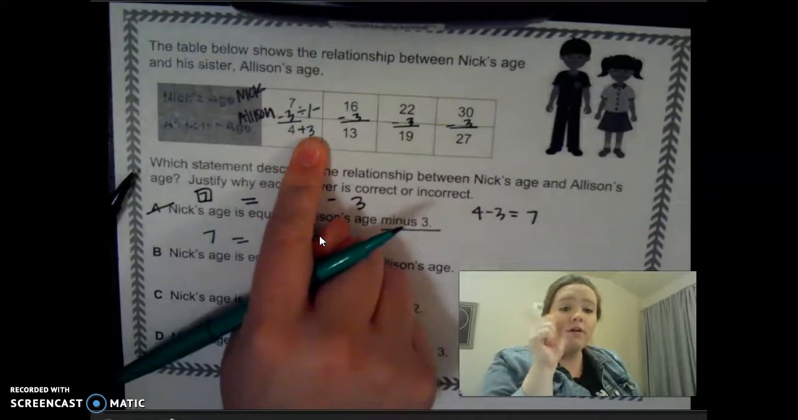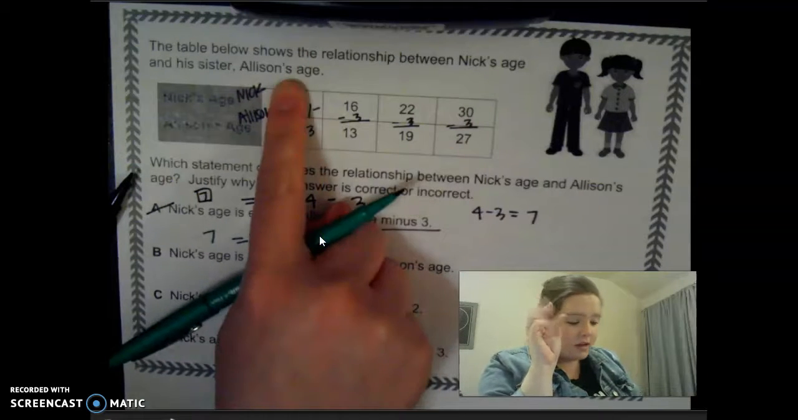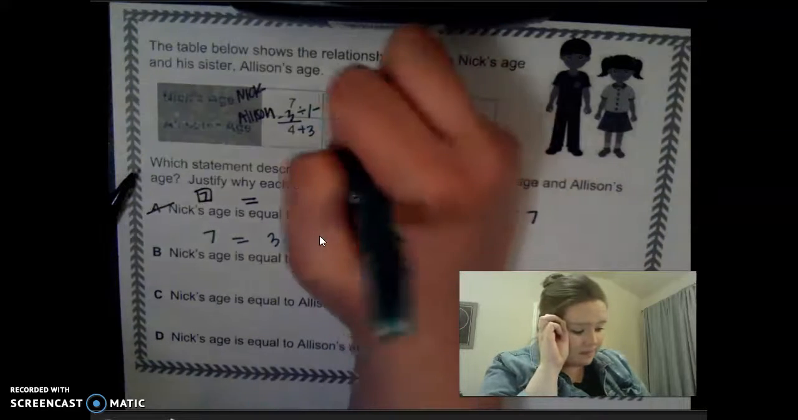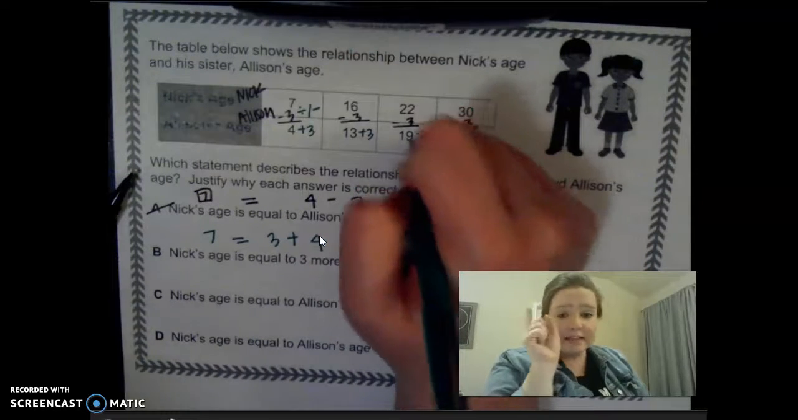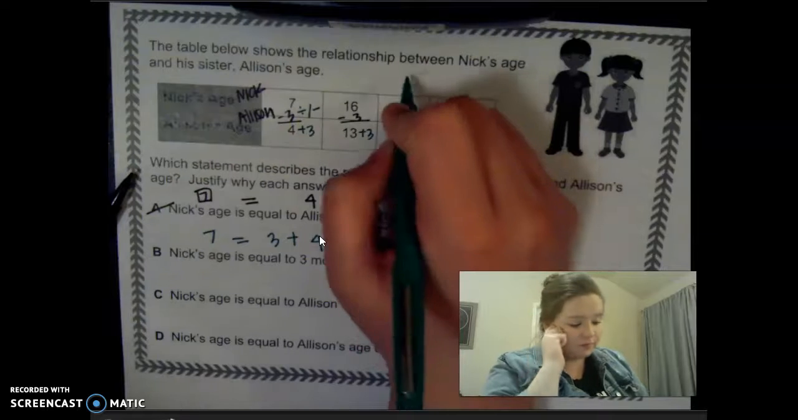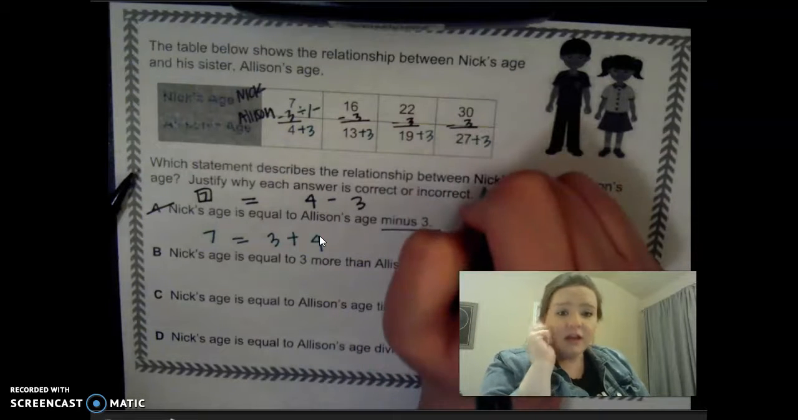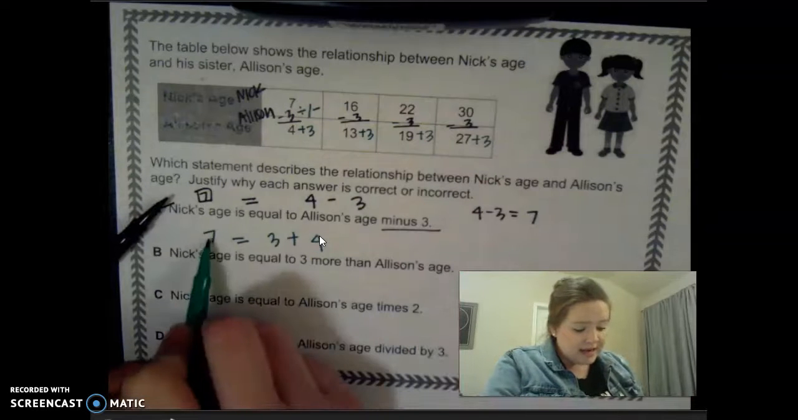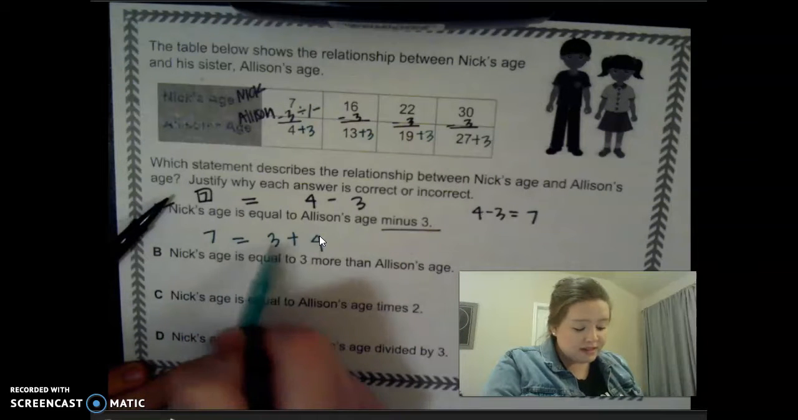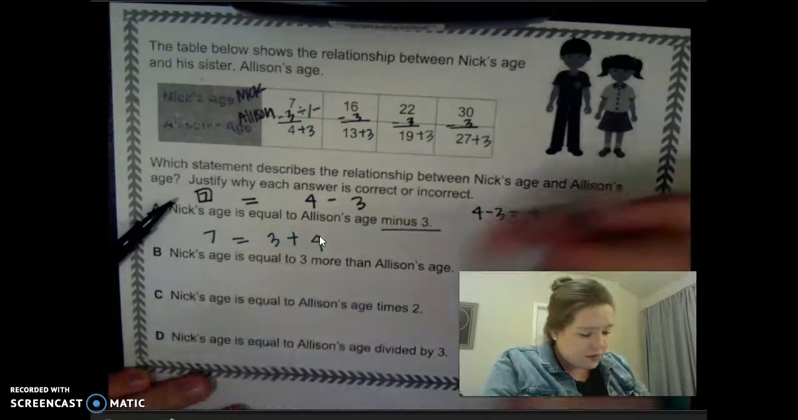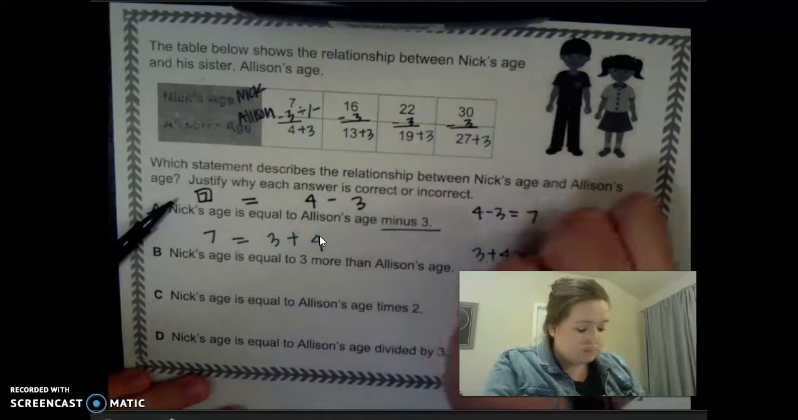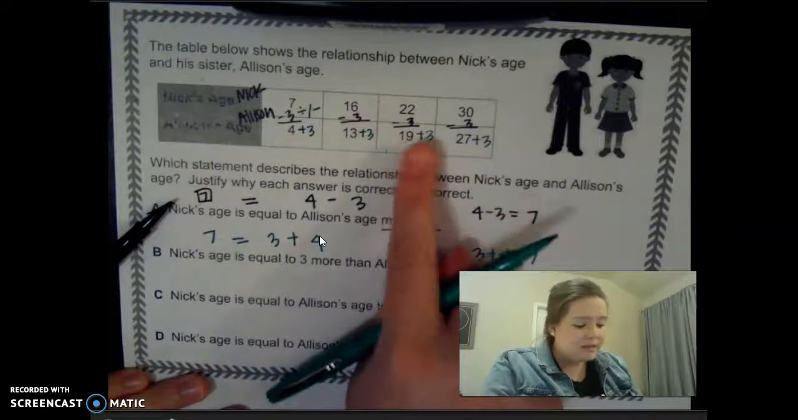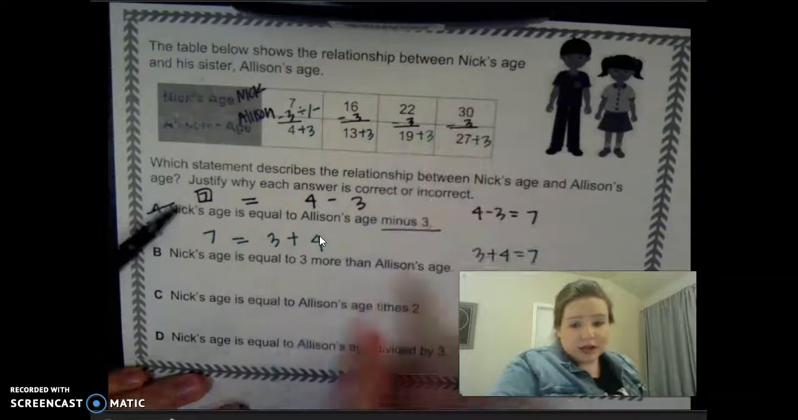4 plus 3, 4, 5, 6, 7. 13 plus 3, 13, 14, 15, 16. That works. 19 plus 3, 19, 20, 21, 22. 27 plus 3, 28, 29, 30. Okay? So 7 equals 4 plus 3, or 3 plus 4. If you want to put the equal sign on the other side, you would just do 3 plus 4 equals 7. That is a true statement. We also know that 13 plus 3 equals 16, 19 plus 3 equals 22, 27 plus 3 equals 30.